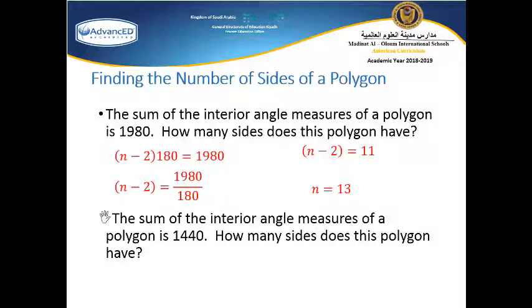The sum of the interior angle measures of a polygon is 1440. How many sides does this polygon have? We have the measure of the interior angles, so let's find the number of sides. As we said here, we will divide the given angle sum by 180. Then n minus 2 equals 1440 over 180. We get that n minus 2 equals 8. By moving negative 2 to the other side, n equals 10 sides.